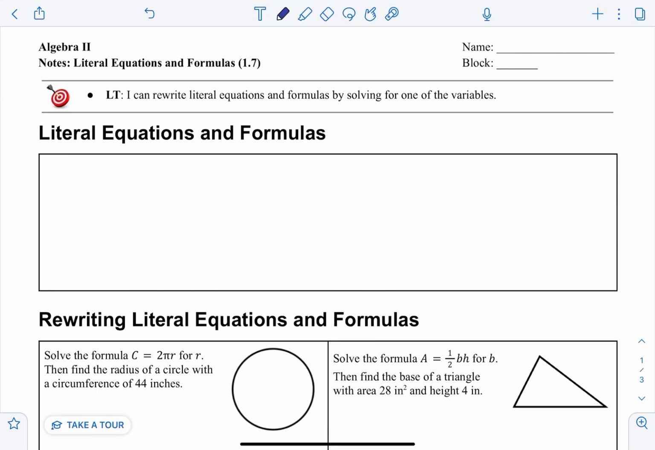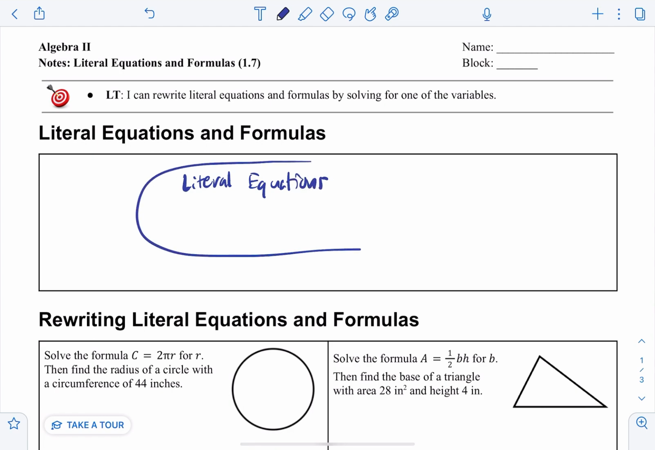We're going to be working with literal equations and formulas in this section and really working to rewrite these various equations, and in particular, looking to isolate one of the variables contained inside of those literal equations. So first of all, a literal equation is just going to be an equation, which of course means it has an equal sign, and literal just refers to letters.